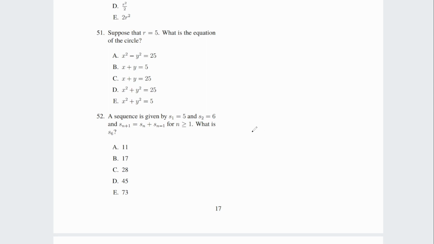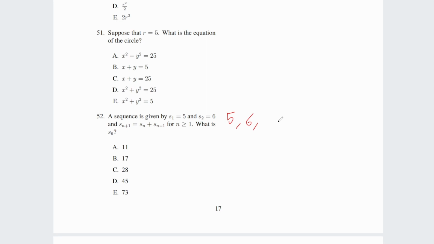Question 52 asks, a sequence is given by S1 equals 5 and S2 equals 6, and Sn plus 1 equals Sn plus Sn minus 1 for n greater than or equal to 1. What is S6? This is a very complicated way of expressing a pretty simple concept, which is that we have this sequence where we just need to add the two previous numbers.